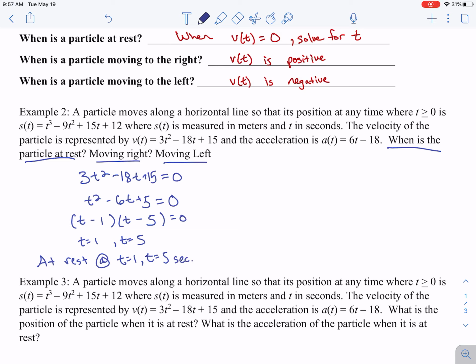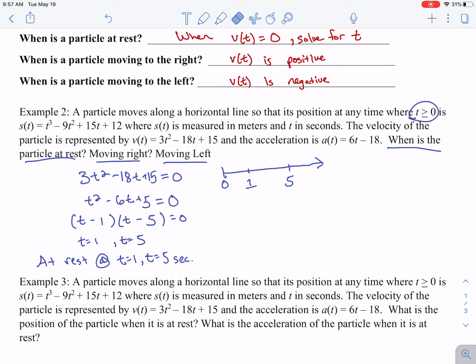Okay, so when is it moving right and when is it moving left? We're going to do those two together. What you need to do for this is make a number line. All right, so we start at 0 again because we are always positive and it's going to go on to infinity. Okay, so it's at rest at 1 and it's at rest at 5. So we need to figure out when this thing is positive. It's going to be positive in some intervals, or it's going to be negative in other intervals.